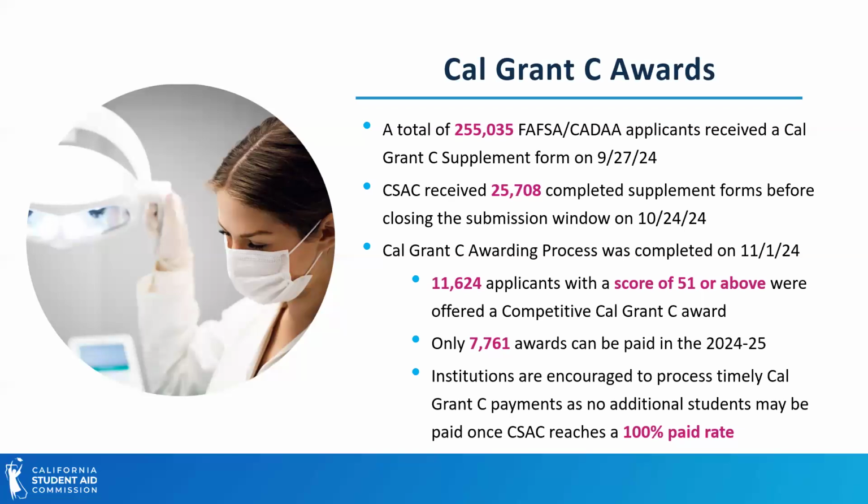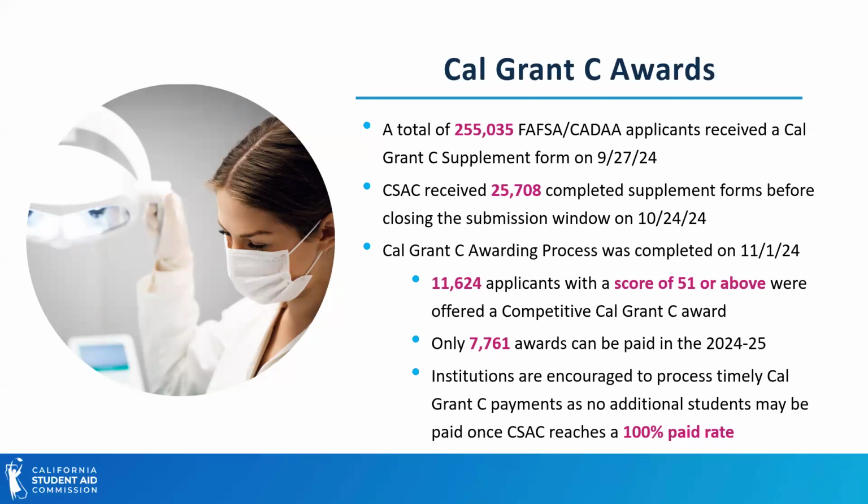And here are some statistics so that you are in the know about our new Cal Grant C award consideration process. We received a total of 255,035 FAFSA CADA applicants that we in turn sent a Cal Grant C supplement form to back in September. That was the number of students who met all of that previous criteria I talked about. We received about 25,000 completed supplement forms before we closed the submission window back in October.